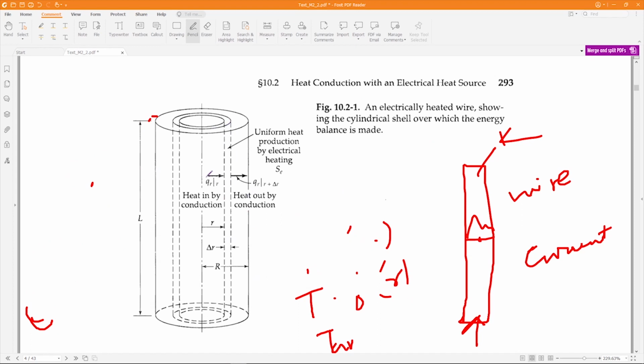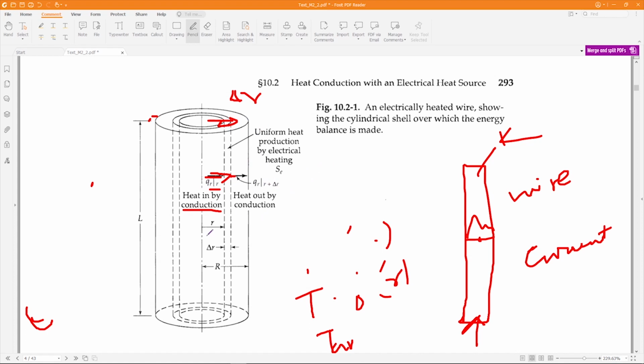So flux is flowing in this direction, right? At surface r is equal to R, heat comes in by conduction, that is molecular transport at R, and minus out, so QR at R plus delta R. This thickness is delta R. So heat is flowing out of the thin shell we have assumed. So in minus out is done.